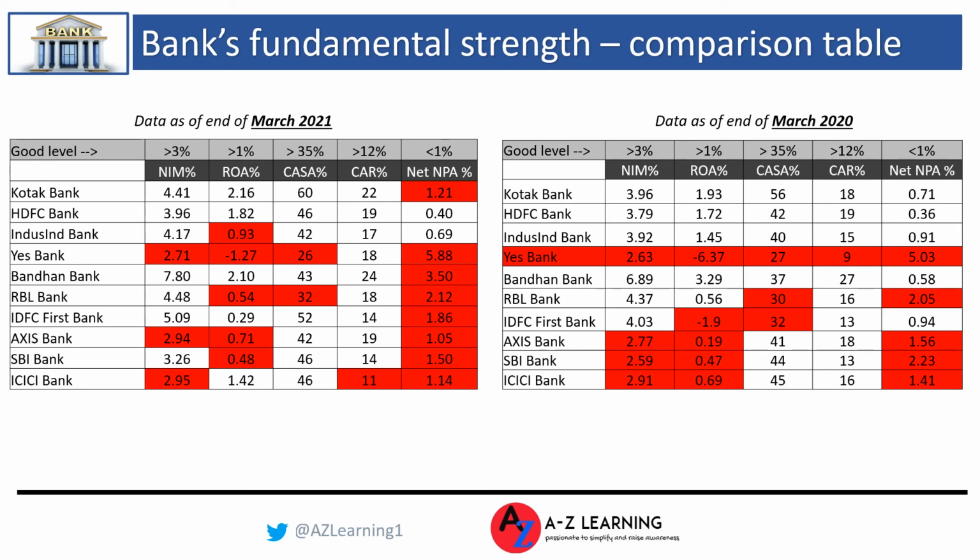IndusInd Bank has got an issue of return on asset. They have got just under 1%, 0.93%. All other metrics look really strong for them, but return on asset looks lower.